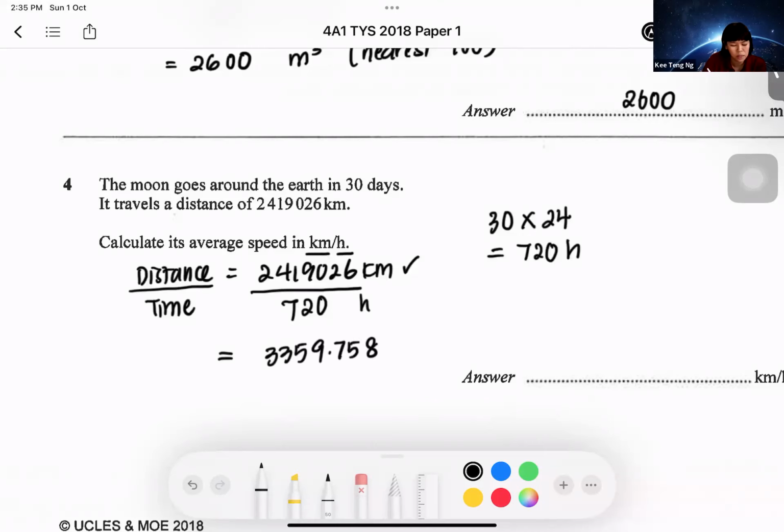3359.758. Okay, if the answer is not exact, we can actually consider to write it as a fraction, right, or a decimal or whichever. So in this case, I round this off to 3 sig fig, 1, 2, 3, round up, 3,360. Right, because the first three is in thousand placing, so this one will be 3360 kilometer per hour.